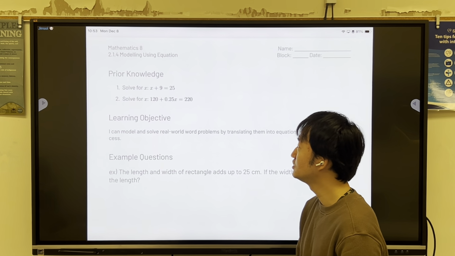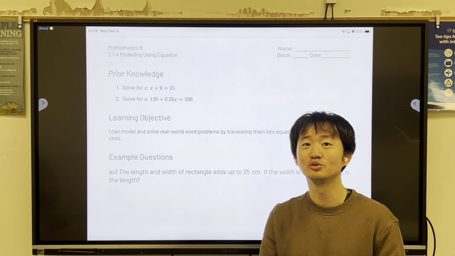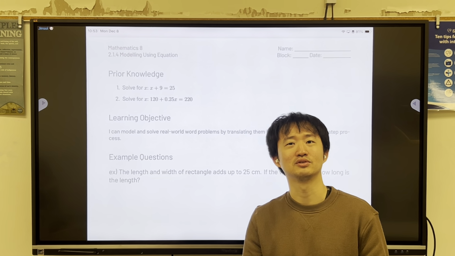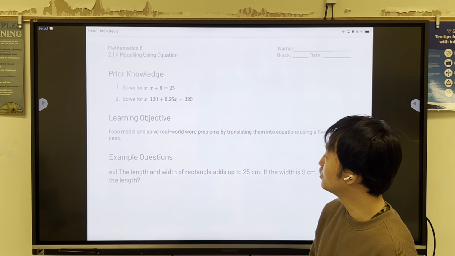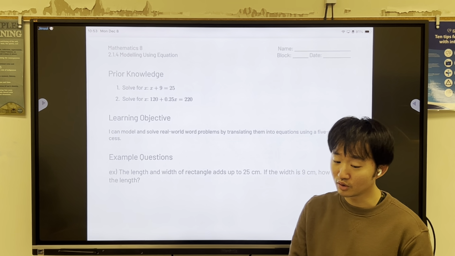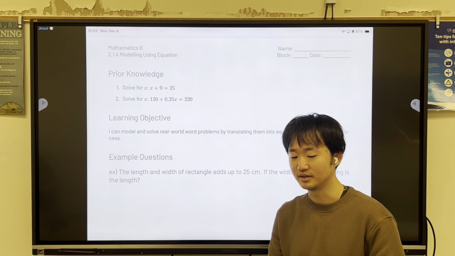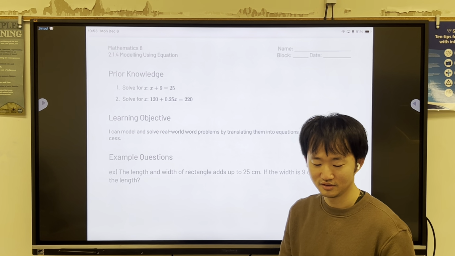Some prior knowledge that we need is, obviously, you need to know how to solve one-step equations and two-step equations, and hopefully be able to verify the solutions as well. At the end of the video, you'll be able to model and solve real-world problems, the word problems, by translating them into equations using a 5-step process.